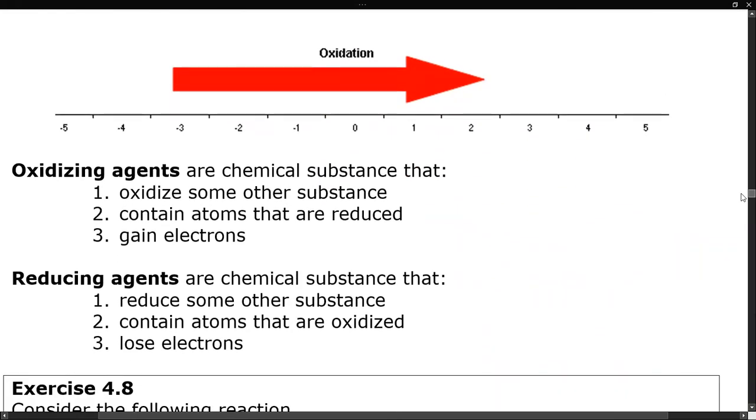So then we've got oxidizing agents. Those are substances that oxidize some other substance. They're going to contain atoms that are reduced and therefore gain electrons. So the oxidizing agent is the substance that is reduced. The reducing agents cause the reduction of something else. They contain atoms that are oxidized and lose electrons.